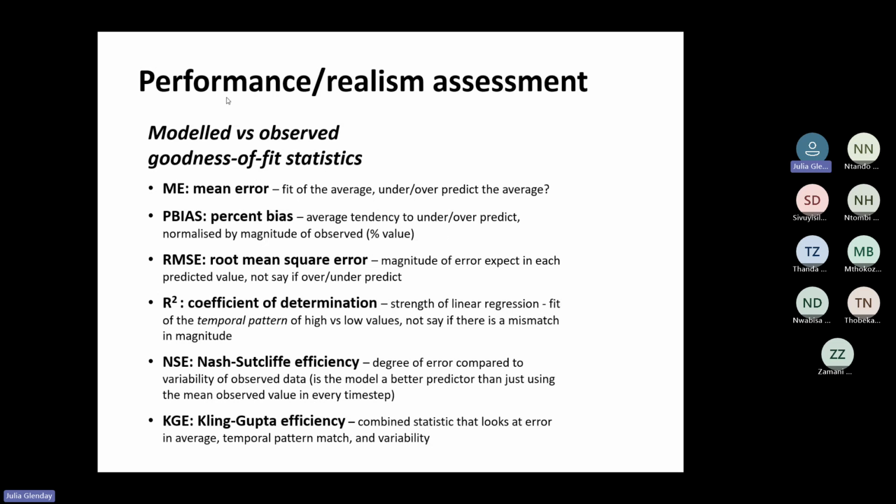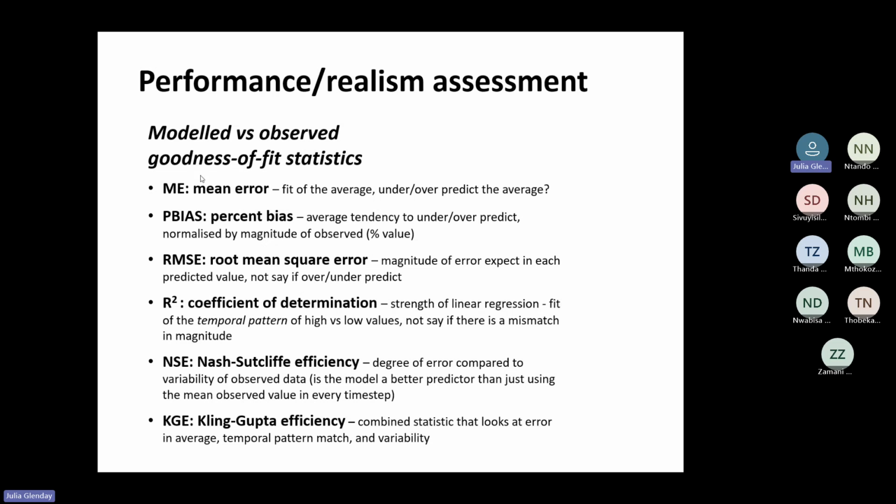This slide summarizes what I just said as well. So there's different kinds of stats. There's just straight up mean error, which wasn't in the previous slide, but that's just, on average over the whole time period that we've modeled, is the model under or over predicting the average? Percent bias and root mean square error go a bit beyond that, and they say what's the tendency to under or over predict?